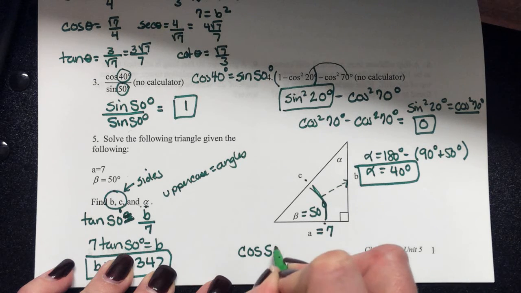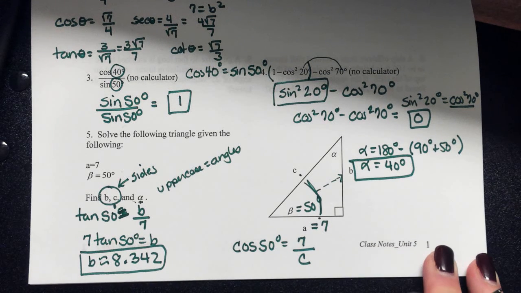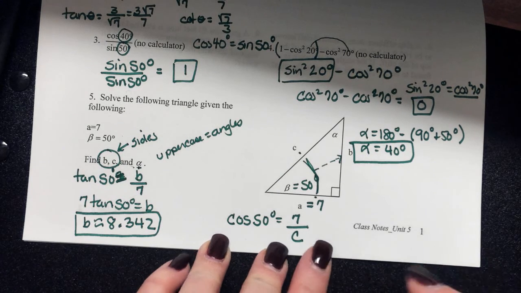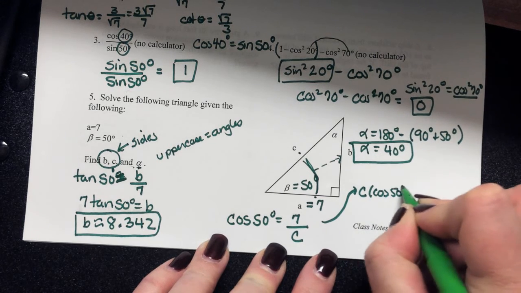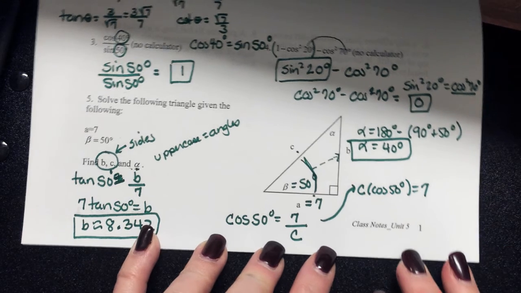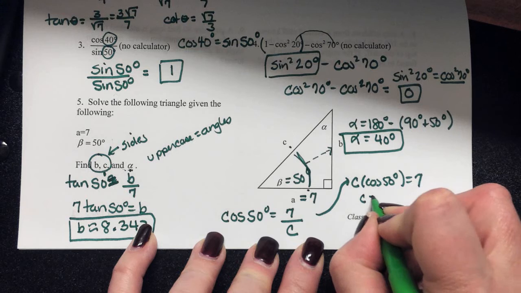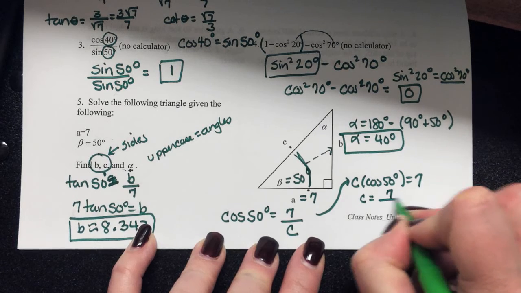So the cosine of 50 degrees is equal to 7 over C. Now this setup's a little different because notice the variable is in the denominator. So it may take you more than one step to actually isolate C. What's going to be the first step to get C by itself? Multiply. So I'm going to multiply by C. So again, C times the cosine of 50 degrees is equal to 7. Remember, I want to solve for C, so what am I going to do to both sides? I'm going to divide by what? To get C by itself, what am I going to do? Divide by cosine of 50.